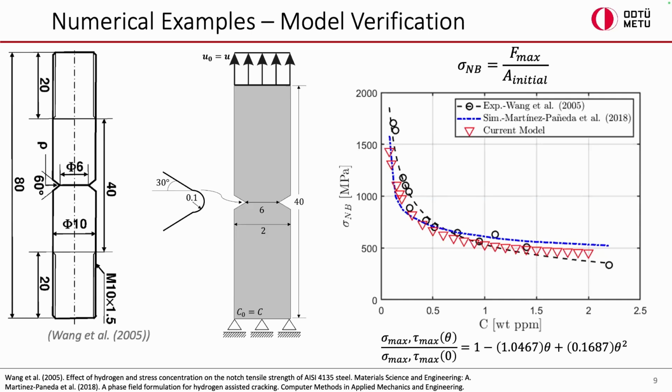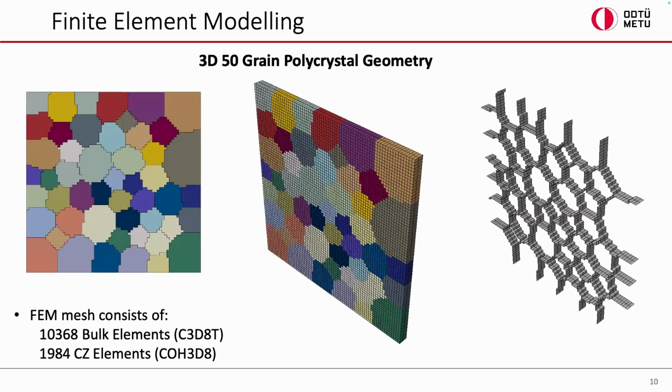The y-axis is sigma NV, which means the maximum force observed in the simulation divided by the initial cross-section area of the specimen. I've got a good agreement with the experiment, and by the way, the blue curve is also simulation results obtained from the 2018 paper of Emilio Martínez-Pañeda. Our model is also working well from this figure, and I'll continue with the polycrystalline example.